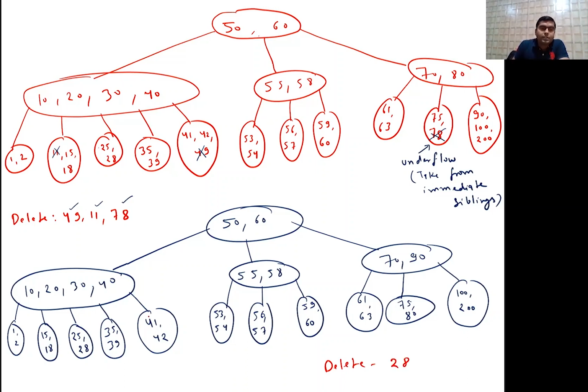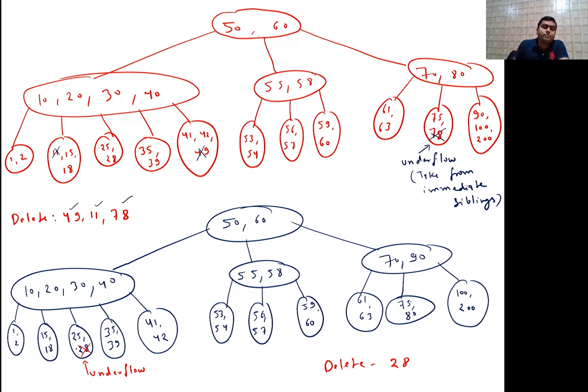So where is 28? You can search from the root. So 50 is on the left side, then between 20 and 30, come here. So 28. As soon as you delete 28, what will happen? This is where underflow occurs, right? This node is in underflow.